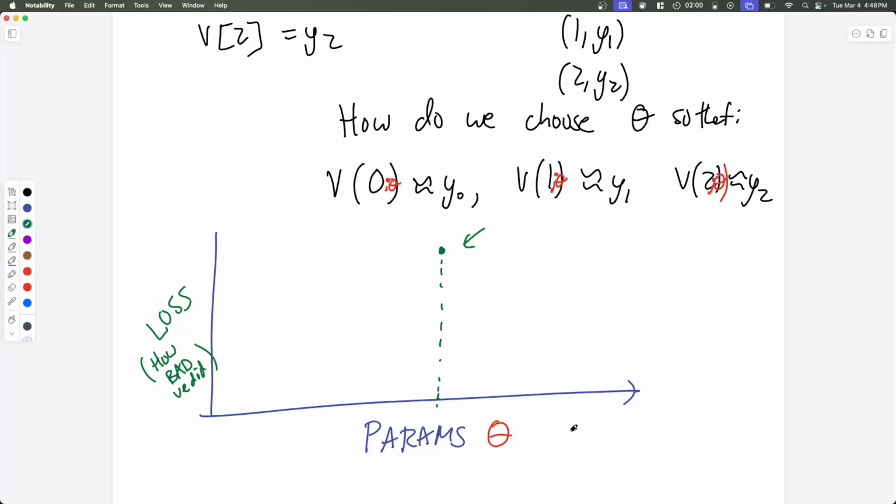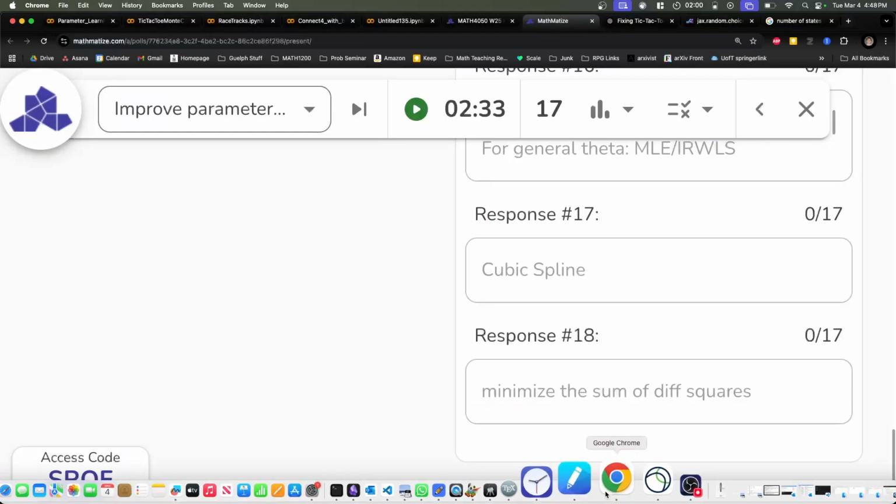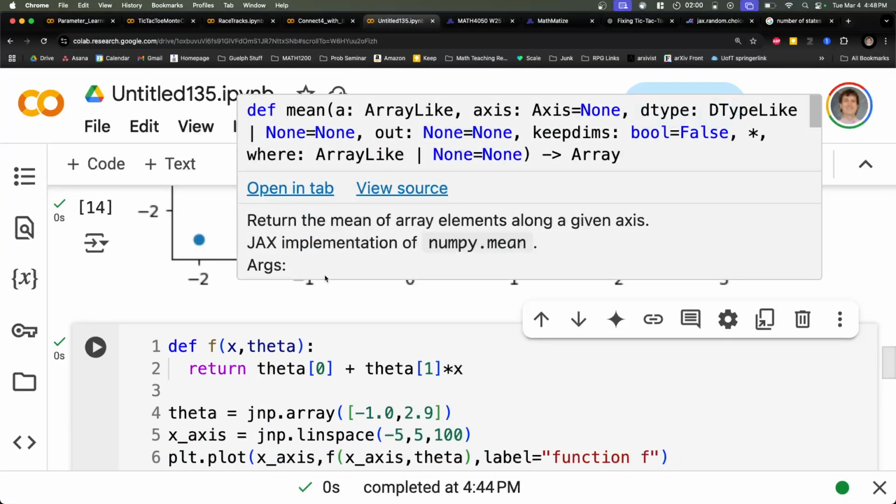So in fact, as an example, if we go back to the code that I had up a second ago, when the parameters were equal to, what were they?